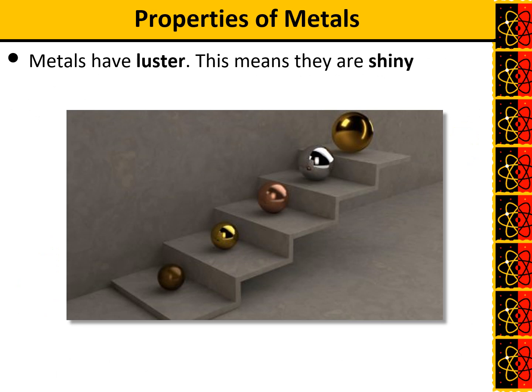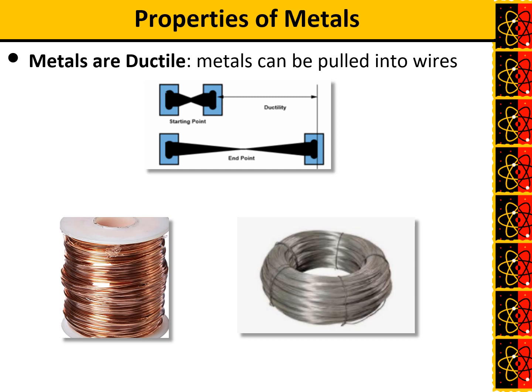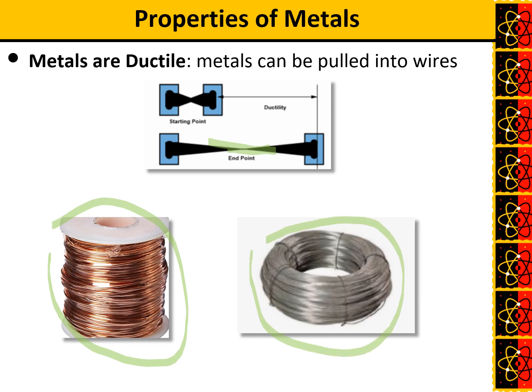This is a set of slides where we are going to see different properties that are characteristic of metals. For example, metals have luster, and luster means that they are shiny. We also know that metals are malleable, and malleable means that we can hammer them into different shapes like this one, also into sheets. Metals are also ductile, and ductile is the property of pulling them down into wires. And you can see here a copper wire, and this is a nickel wire.